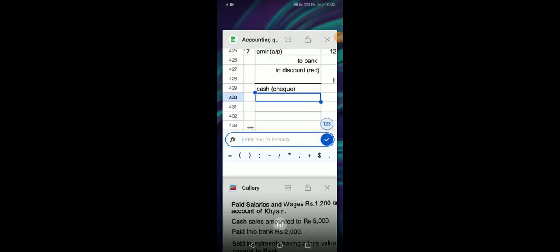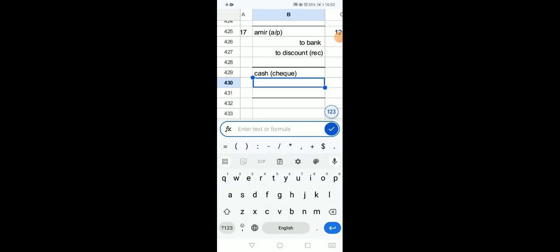Salim is a person from whom an amount was receivable, and now you have received that amount. If you have received that amount, it means he is no more your account receivable. He is no more your asset. Asset is decreased. Decrease in asset should be mentioned on the credit side. So you will mention Salim's name on the credit side.